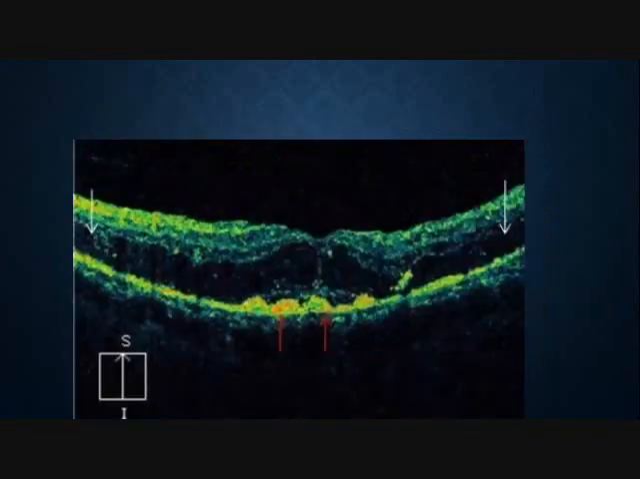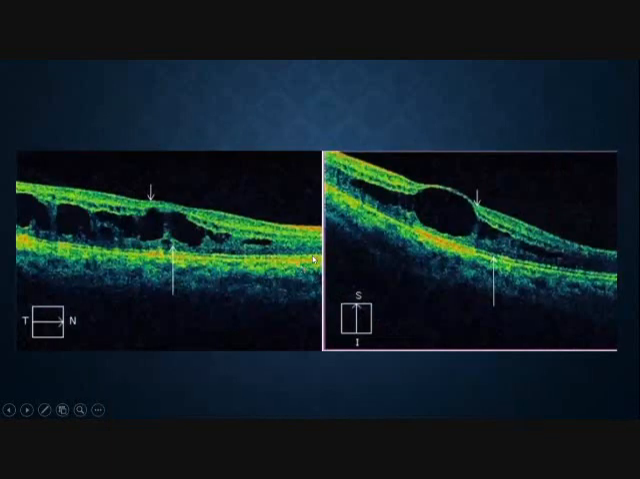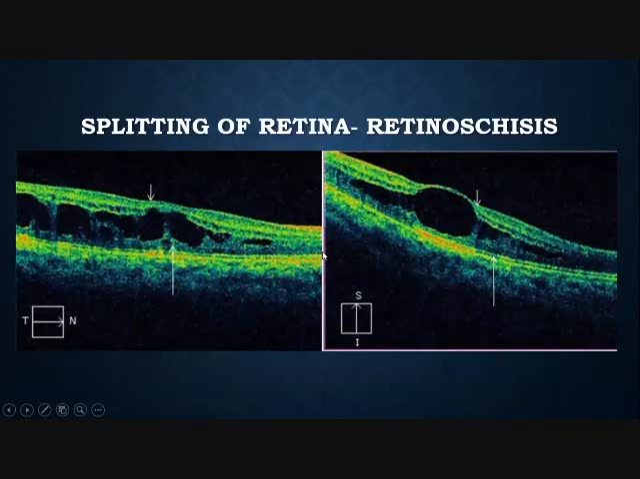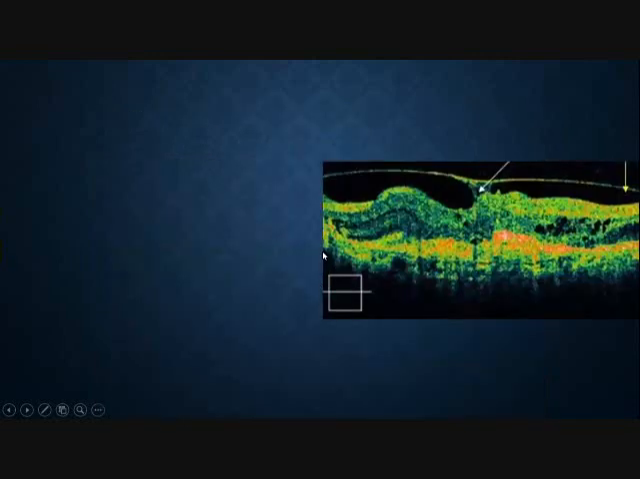So this is exudates present at the deeper layers and subfoveal exudates in diabetes mellitus. You can see a lot of edema and the retinal thickness at the macular level. So splitting of the retina or retinoschisis and vitreous. And now this is the vitreomacular traction.